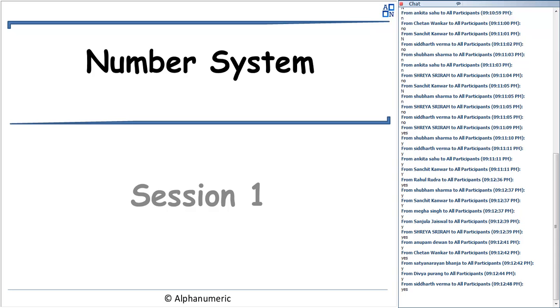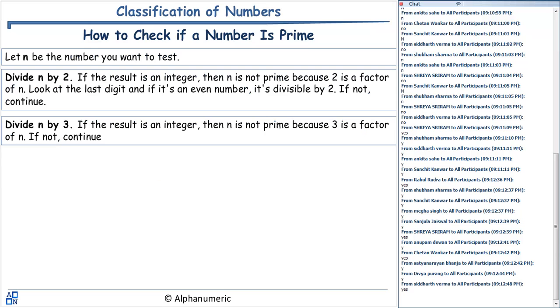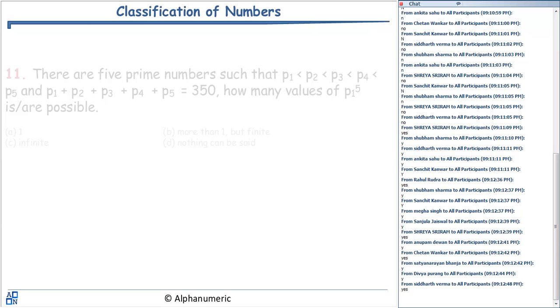Now, try to solve this question, all of you. Please try to solve this question.